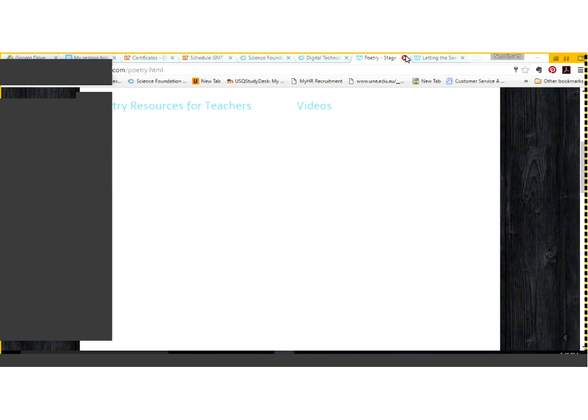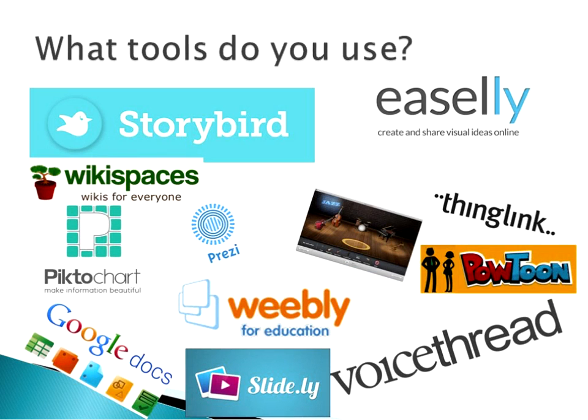Some really great ideas for their learning and their poems that we wrote together. Oh wow, time flies when you're having fun. So that's just a small sample of some of the tools that I use in my classroom.